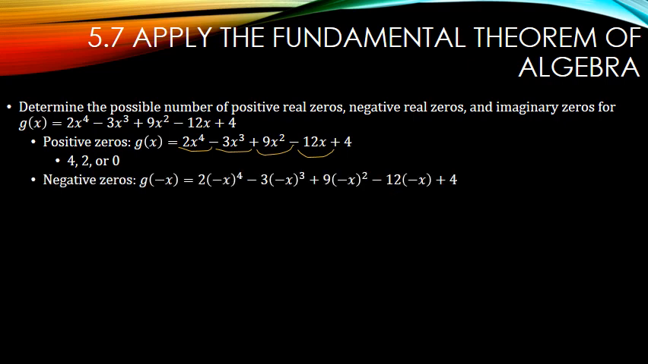For negative zeros, use g of negative x. So replace all the x's in the function with a negative x and simplify. Negative x to the 4th is positive x to the 4th. Negative x cubed, though, is negative x cubed, so negative times negative is positive. Negative x squared is positive. And then here's a negative times a negative, so that becomes positive. And count the number of sign changes. But wait, they're all positive. There are no sign changes, so there are no negative zeros.